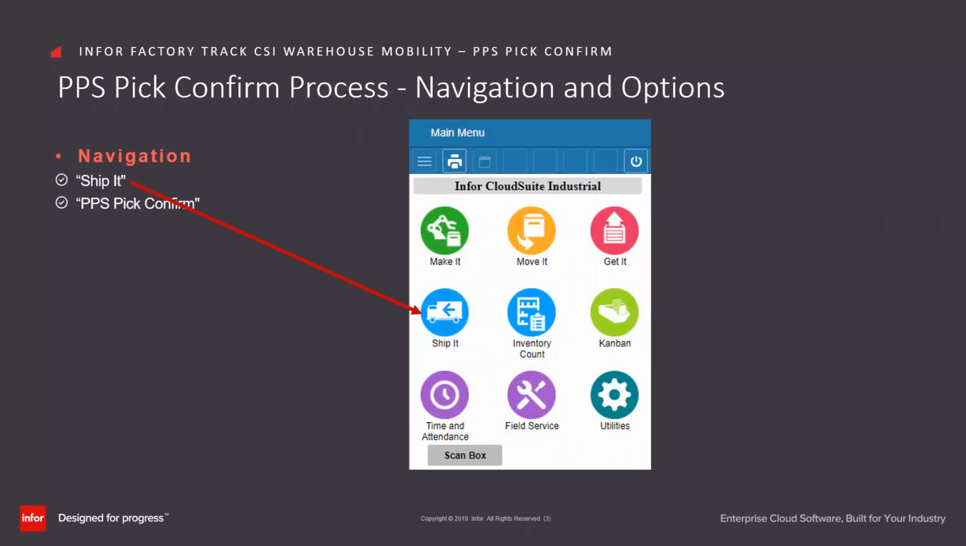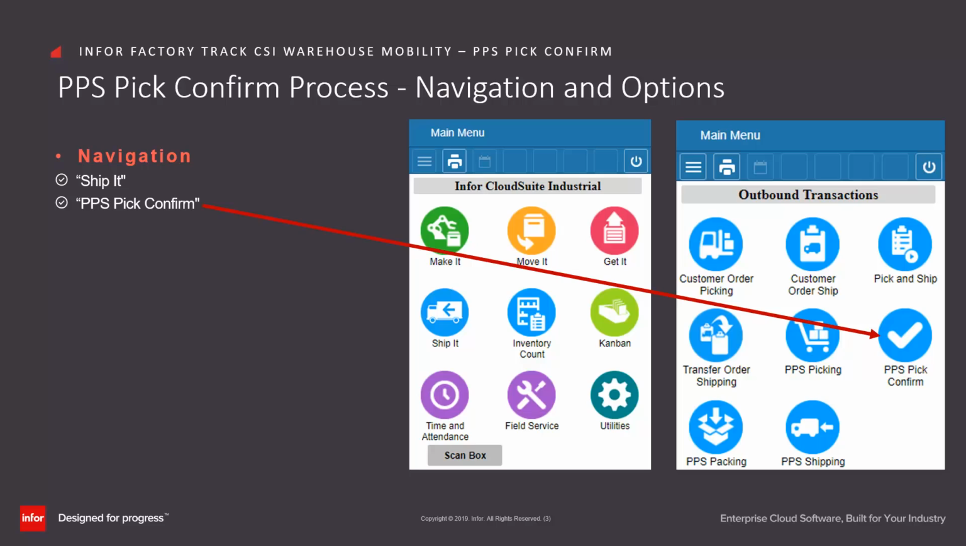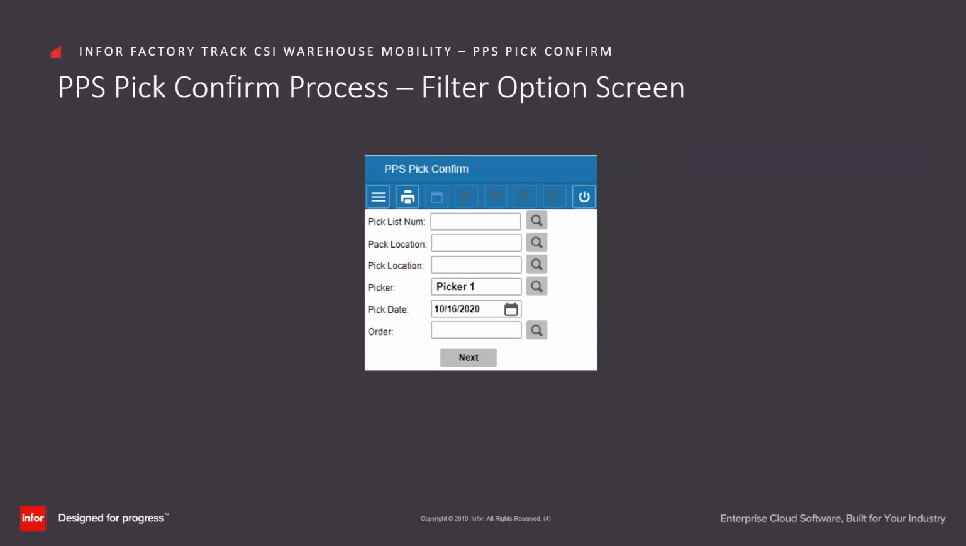To start the PPS Pick Confirm process, from the Factory Track Warehouse Mobility main menu, click on the Ship It icon. This navigates to the Outbound Transactions submenu where you click on the PPS Pick Confirm icon. Factory Track displays a filter option to assist in finding the pick list to confirm.